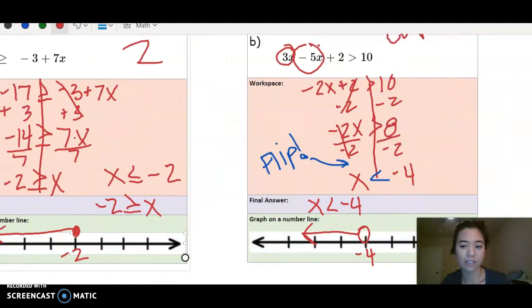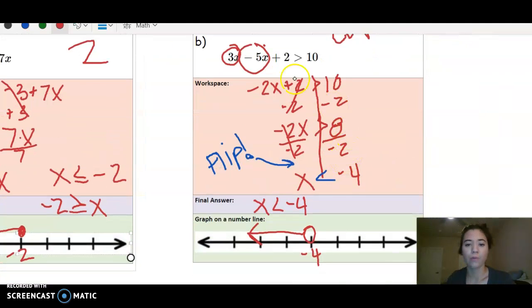All right. The next one, for b, we had to combine like terms. 3 minus 5 is negative 2x plus 2 is greater than 10. We start by subtracting 2 from both sides. We get negative 2x is greater than 8. And then we have negative 2 times x, so we divide both sides by negative 2. And then again, here we divided by a negative 2 on both sides, so we flip our sign, and we get x is less than negative 4.